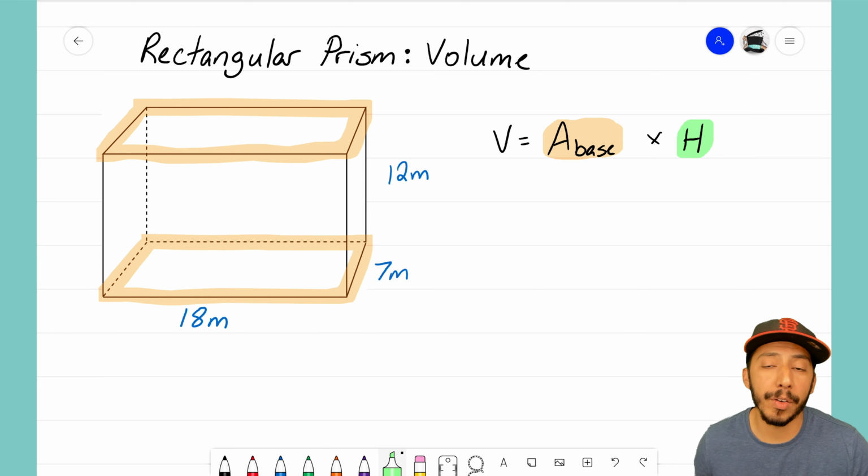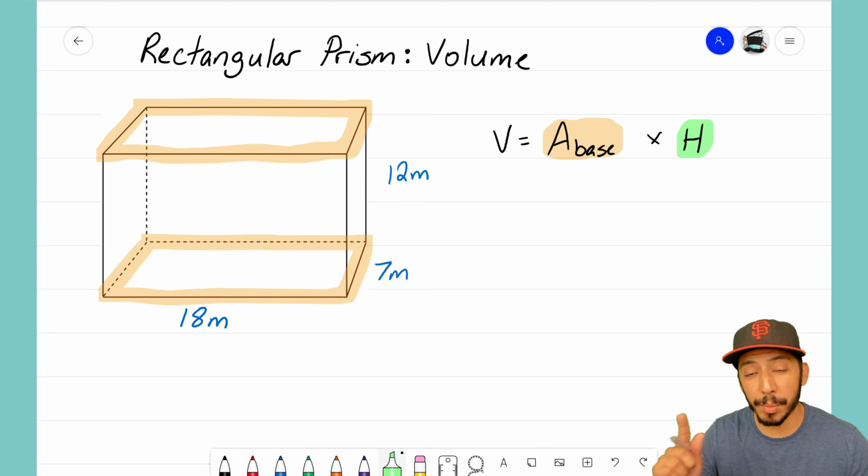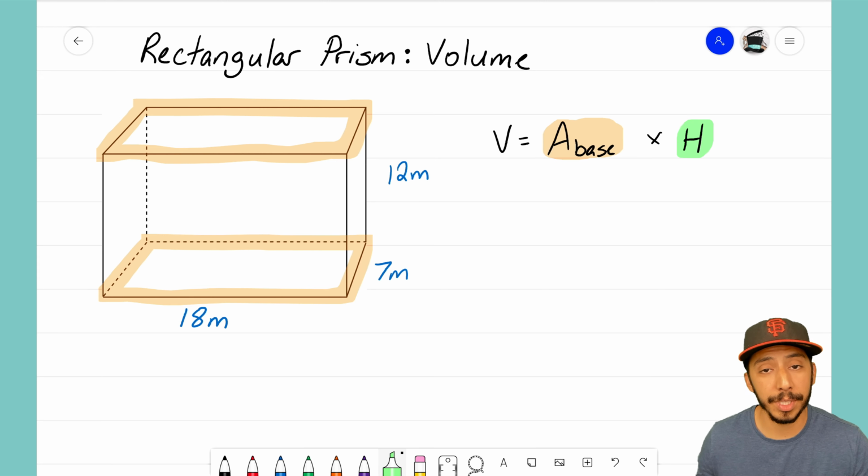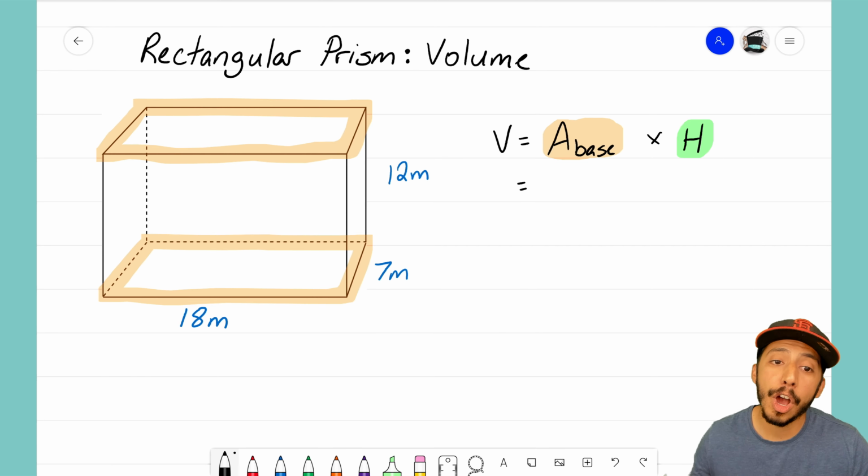Now let's start with the area of the base. Well, the base shape here for this prism is a rectangle. I've already highlighted it on the bottom. I've also highlighted it on the top. Those are the base shapes. The base shape for this prism is a rectangle because it is a rectangular prism. So what I have to do first is find the area for that rectangle.